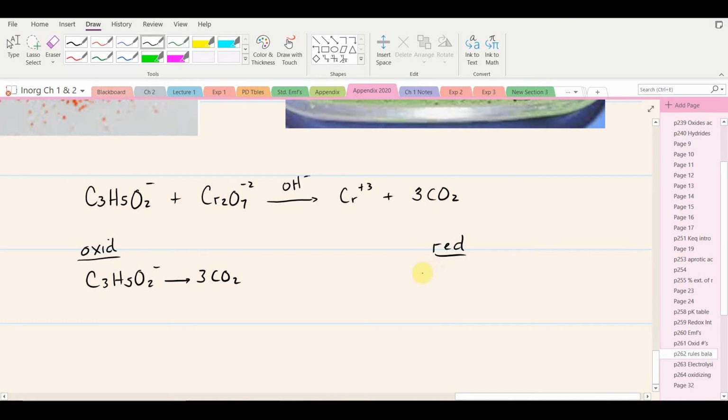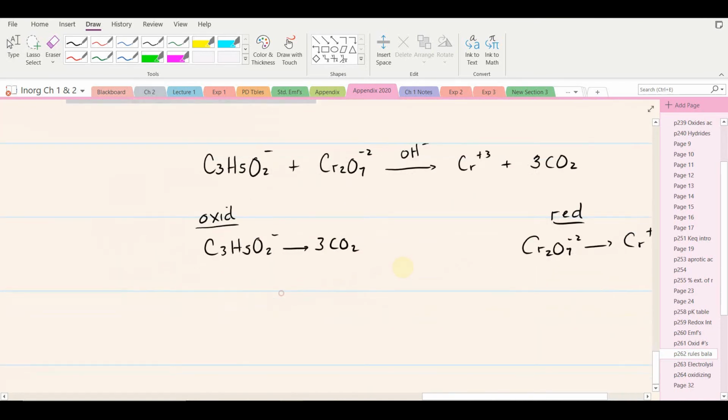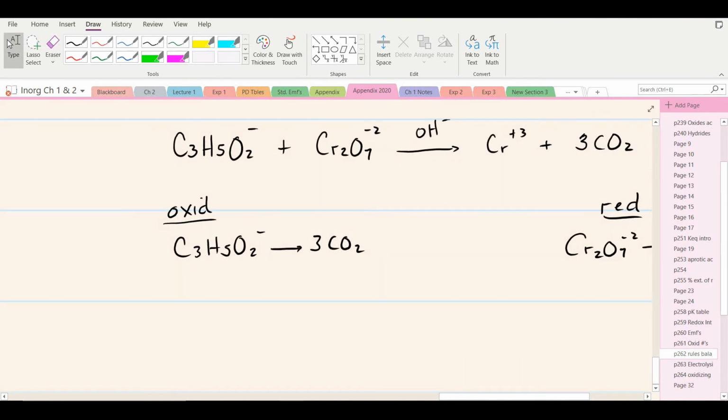is dichromate goes to Cr plus 3. It's in basic solution. Let's remember the rules. The first rule is to balance the atoms other than hydrogen and oxygen. I already did that for you. Carbon is balanced. Next we balance the oxygen by adding water. So here I'm going to add, I see 6 oxygens on the right and only 2 on the left, so I'm going to add 4 oxygens as water, so 4 H2O.